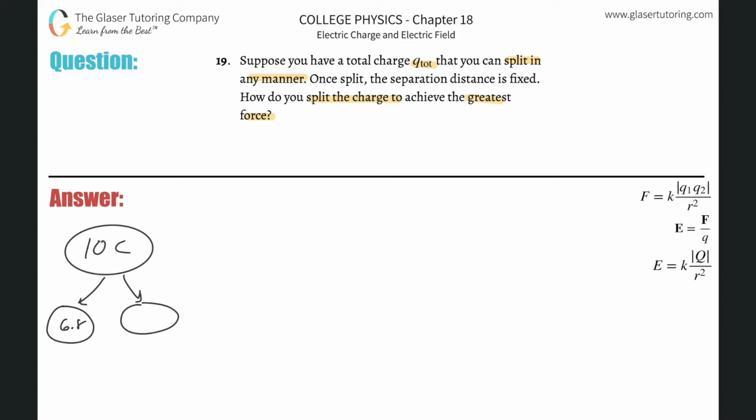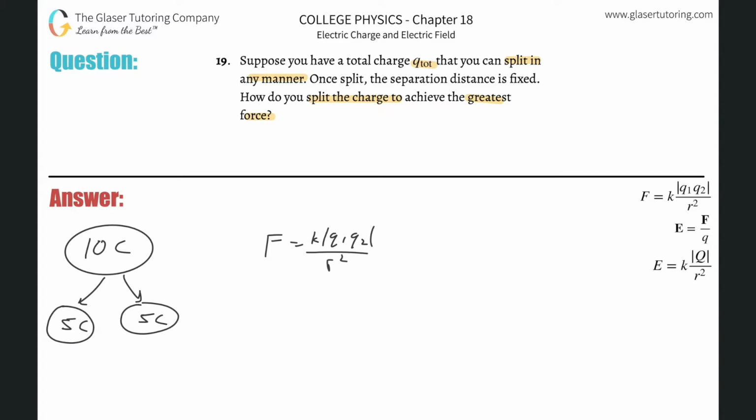The question is, you can also split it equally, 5 and 5 coulombs. So the question is now, what separation, 5 and 5, 9 and 1, 8 and 2, 3 and 7, would produce the greatest force between these two now separated charges? So let's take a look at the force formula. Force is equal to the electrostatic constant multiplied by the product between the two charges, all over r squared.